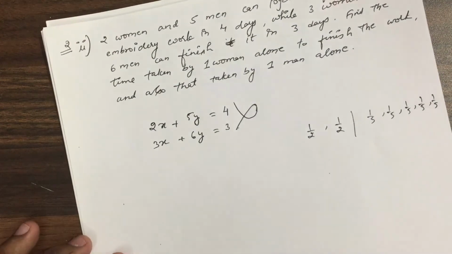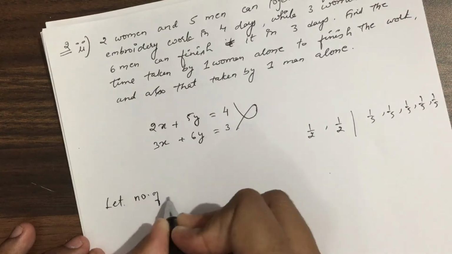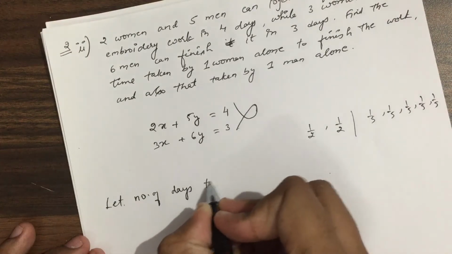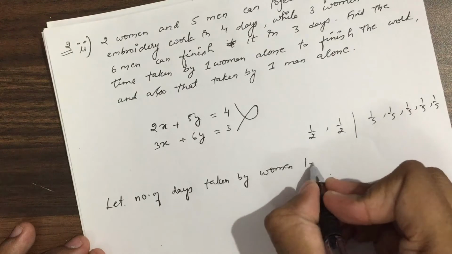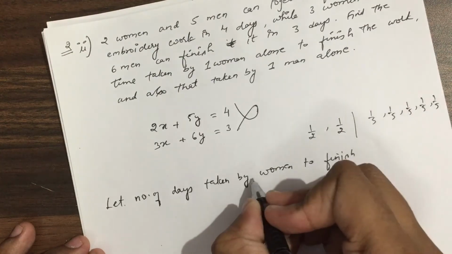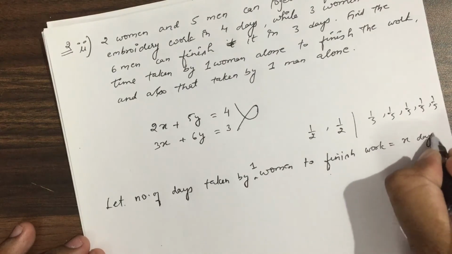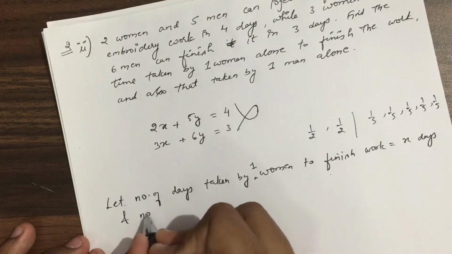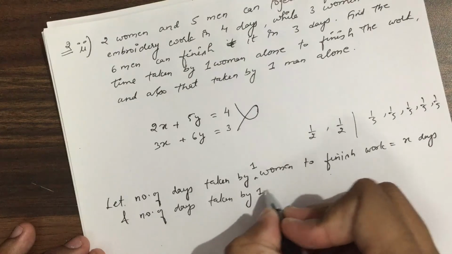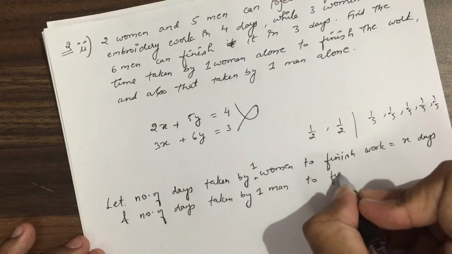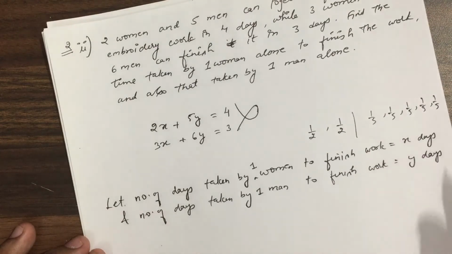First of all, we will assume let number of days taken by 1 woman to finish work equal to x days. That is what it is asked. And number of days taken by 1 man to finish work equal to y. These are the number of days.